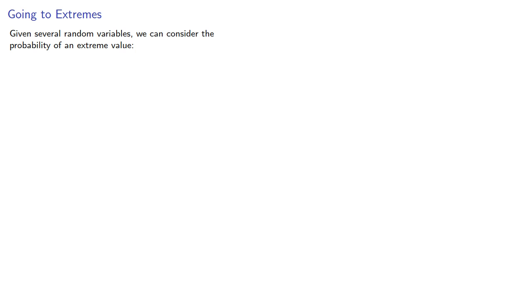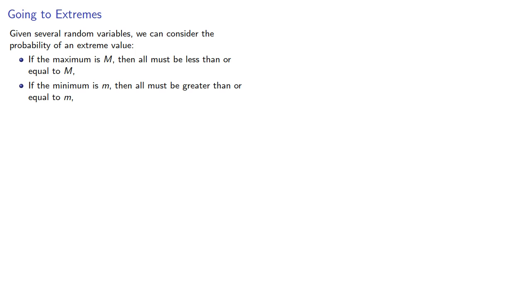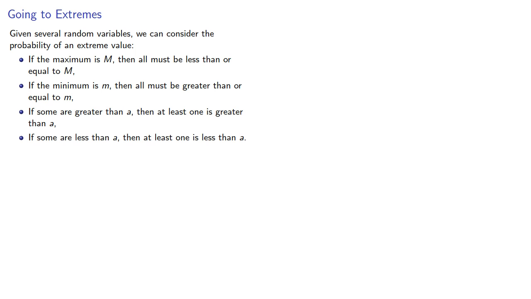Given several random variables, we can consider the probability of an extreme value. If the maximum is m, then all must be less than or equal to m. If the minimum is m, then all must be greater than or equal to m. And if some are greater than some value a, then at least one is greater than a. And if some are less than a, then at least one is less than a.